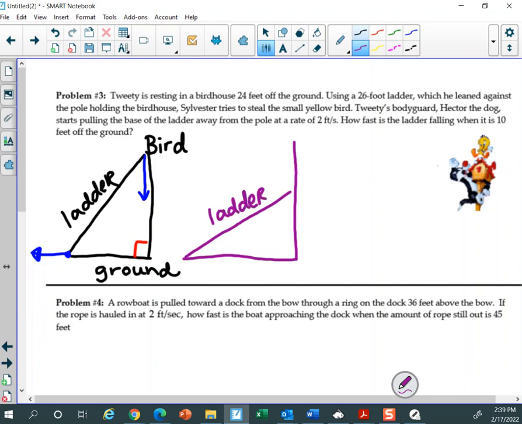That's the ladder, and the bird's up here, and this is the ground. And so this was an x, and that was a y. And this is a different x, and this is a different y, in two right triangles.